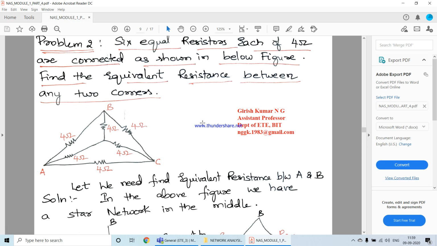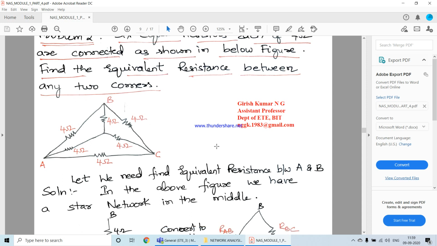So to find out that, first we need to see how exactly the star delta conversion can be applied. Okay, so in my problem what I do is I'll find out the equivalent resistance across this A and B. Okay, so you can do across BC or across AC, however you want. I'll find out across AB what would be the equivalent resistance. Okay, that is my job.